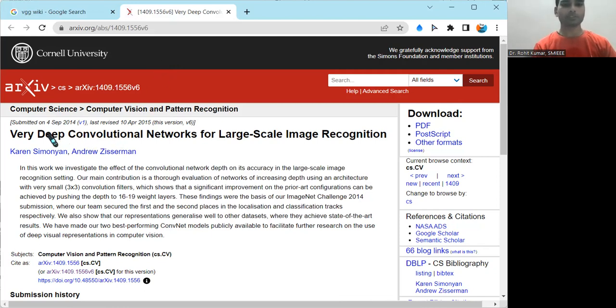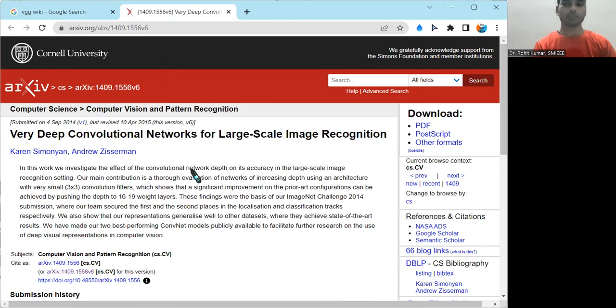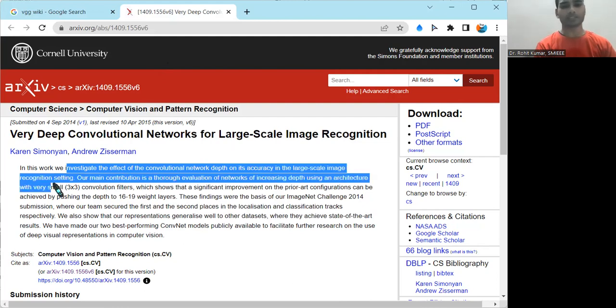So with respect to VGG also, you have the paper Very Deep Convolutional Networks for Large-Scale Image Recognition. If you go through this paper, you'll find most of the things related to VGG and the key concepts working behind this network. In this work, the authors say that they investigate the effect of the convolutional network depth on its accuracy in large-scale image recognition.